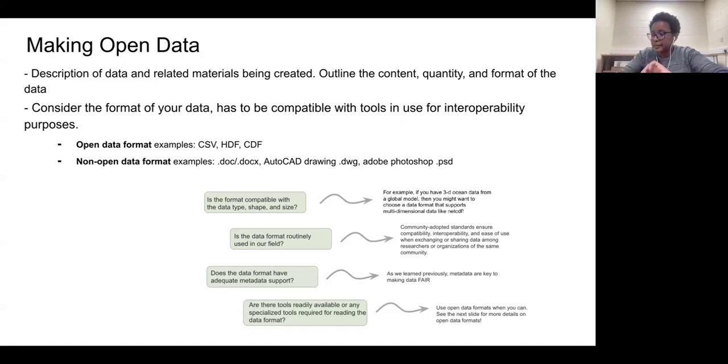Think about the next person. If you're using R, but other people within your field prefer to use Python, can my file be read by a Python package, for example? Maybe put this in a disclaimer or in a document somewhere. Some open data formats include CSV. Some non-open data formats include doc and docx, Photoshop.